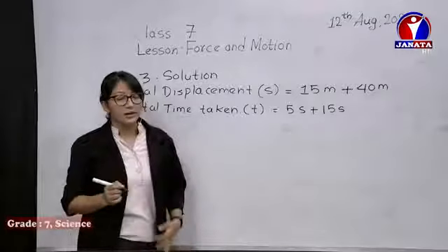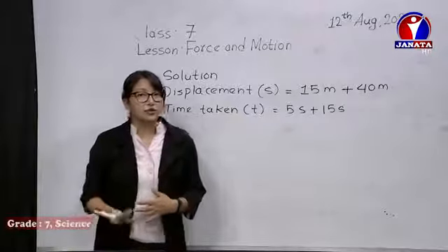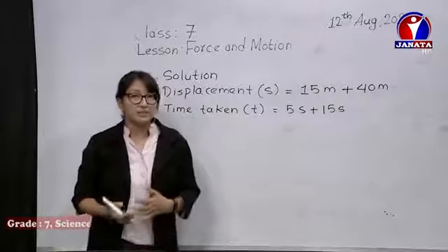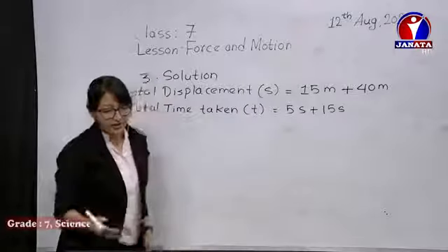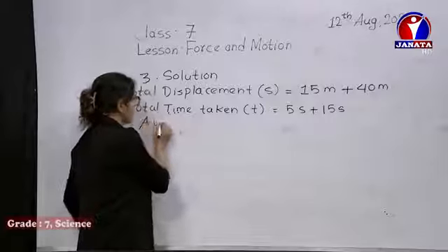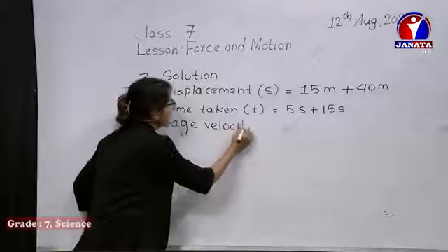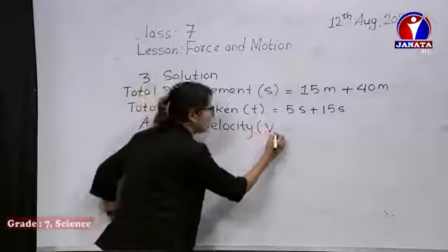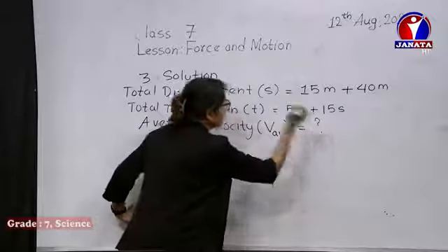I think you remember when we studied in the beginning average velocity. Average velocity is the total displacement over total time taken. So you're asked here to calculate the average velocity. So what's the average velocity then? Average velocity, we denote it by VAV. This is average velocity equals to what?